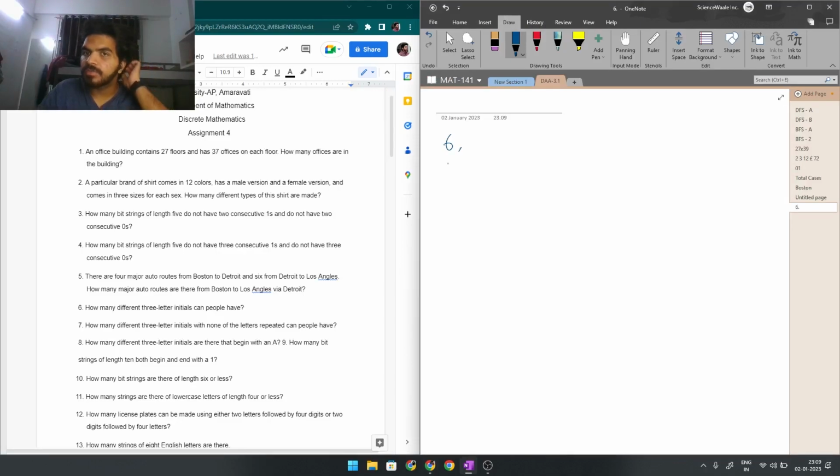Since we are talking about three-letter initials, there is no restriction on whether the letters can repeat or not. Because if we have the name Aditya Ahuja, the initials will be AA. It's not mentioned in the question as well. So initials will be in alphabets only: 26 options here, 26 options here, 26 options here, and we multiply them all. This will be 26 cubed, whatever it is.